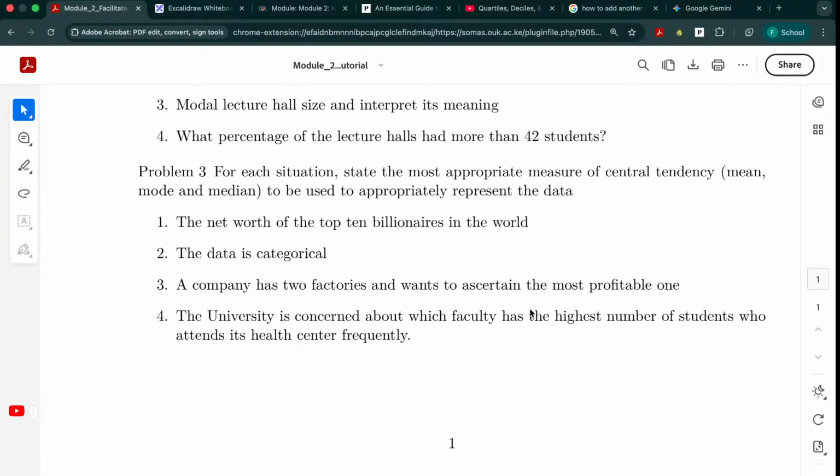So we do problem 3, and we close for the central tendency. But I think we have also not covered central tendency for grouped data. We should do it one more time.